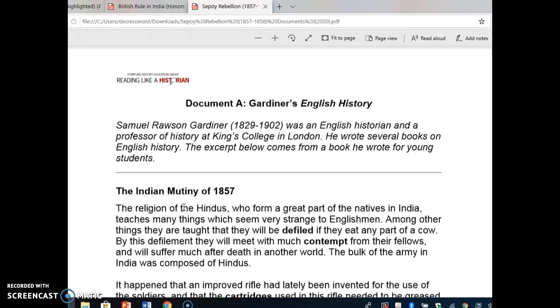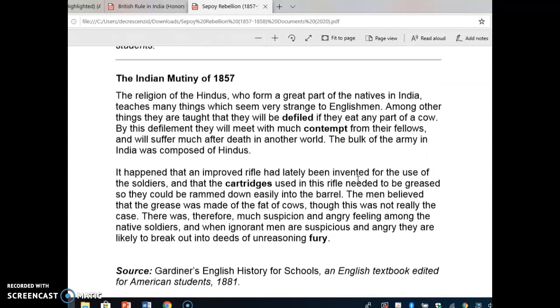As you can see here, the first one, Document A, Gardner's English History. He was an English historian, professor at King's College in London. He wrote several books on English history. This is his view, at least, on what caused this event.